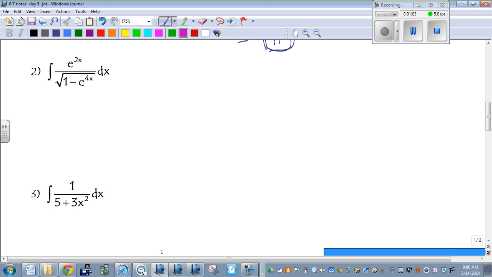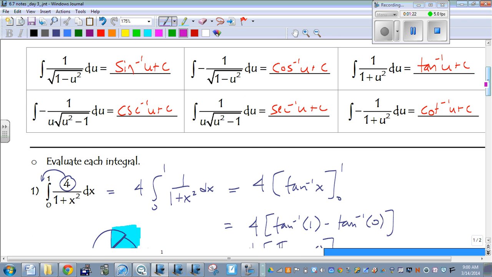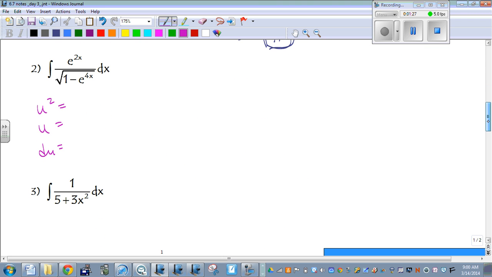Step 2 on your little yellow sheet says write down what u squared equals, and then figure out what u and du are. So, like I said, our u substitution is a little bit different. Normally we just have u and du. Here, we have a u squared. And just like in the formula up here, our u squared is in this position right here. So what's our u squared for this problem? E to the 4x. But from that u squared, we can figure out the u and the du that we need. What's u going to be?